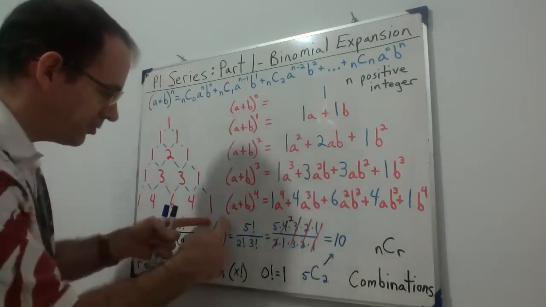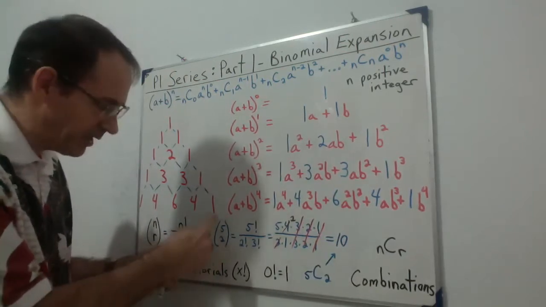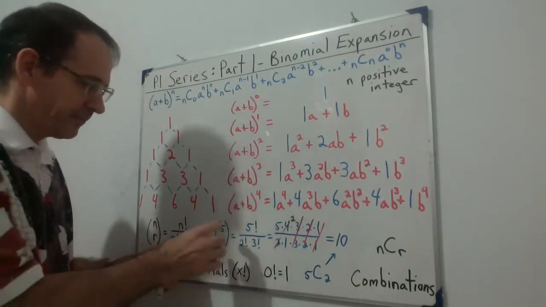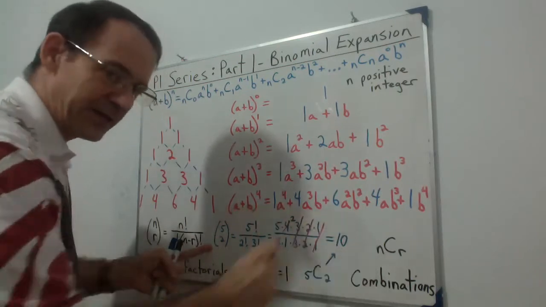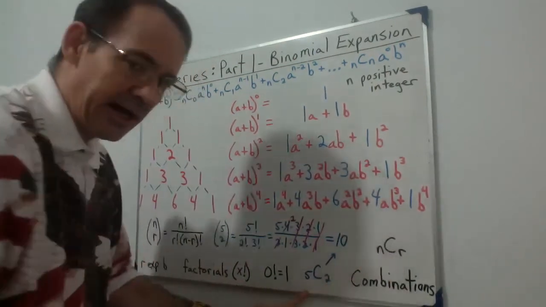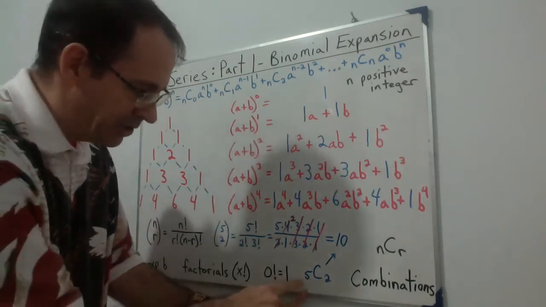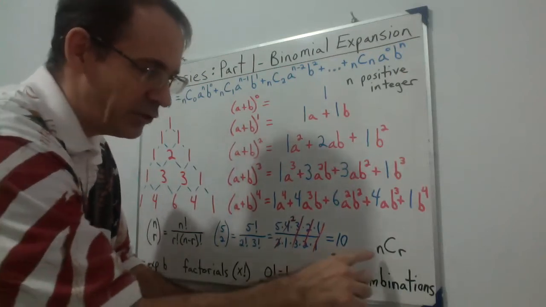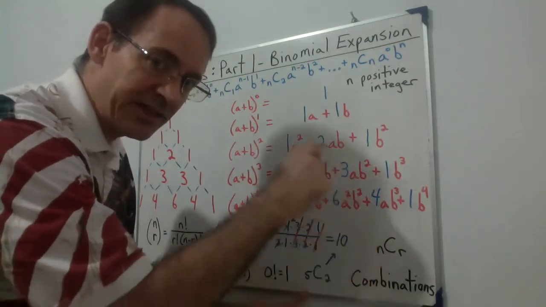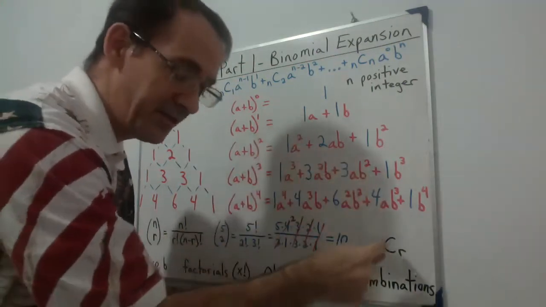So if you want to do this 5,2 from the Pascal's notation, instead of doing factorials, you can use this combinations key on your calculator like I showed you earlier, and you would do 5, and then you have to push the NCR, which is actually shift NCR.